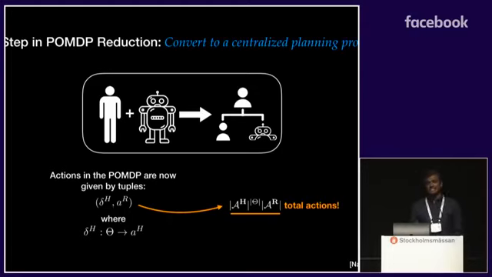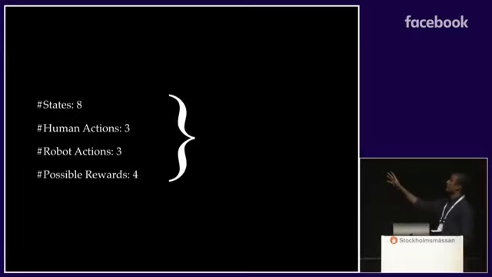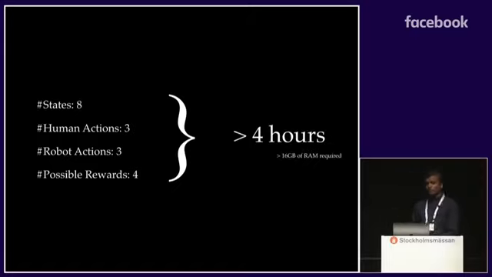Now, to give you an idea of how challenging this problem is, let's look at a very simple problem: a POMDP with 8 states, 3 human actions, 3 robot actions, and 4 possible rewards. We expect this to be somewhat straightforward to solve, but in fact, in over 4 hours of computation, we couldn't solve it on a simple MacBook Pro because the memory of 16 gigabytes was completely depleted, which you don't really expect to happen on such small problems.